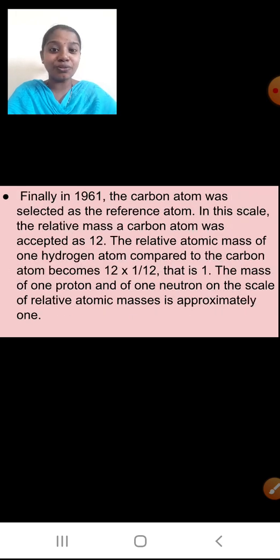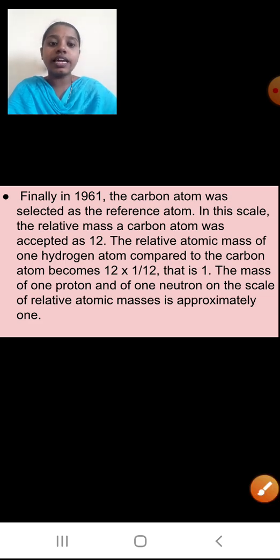Finally, in 1961, the carbon atom was selected as the reference atom. Which atom did we consider now? Carbon. On this scale, the relative mass of the carbon atom was accepted as 12. The relative atomic mass of one hydrogen atom is compared to the carbon atom. If I want to calculate the mass of hydrogen now, what do I have to do? I have to calculate 12 multiplied by 1/12. So 12 gets cancelled, and I get 1.